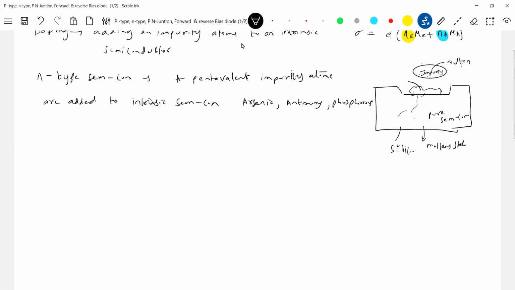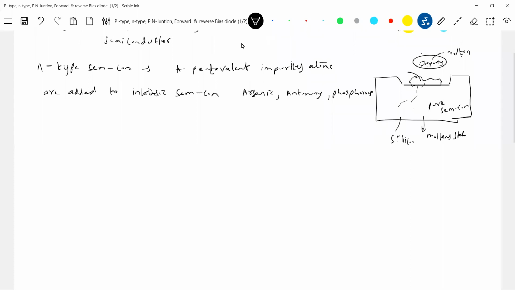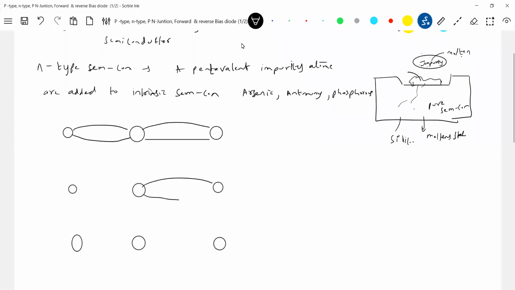What is another condition? This impurity atom should exactly fit into the crystalline structure of the semiconductor. And we know the semiconductor is a tetravalent atom. The outermost orbit will have 4 valence electrons and it will share with adjacent atoms, so we'll get a covalent bond. So when I add such a pentavalent impurity atom, these are covalent bonds.